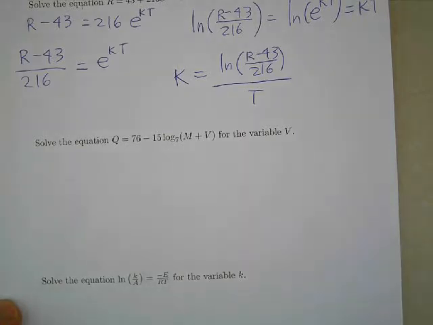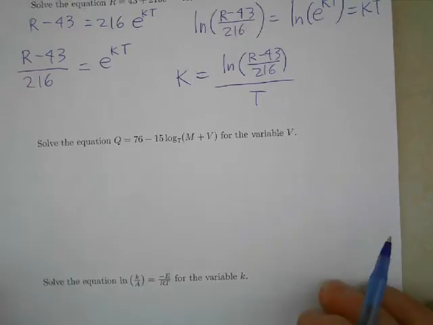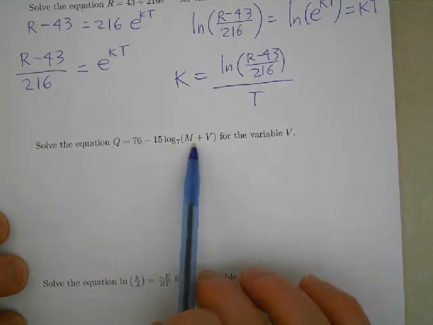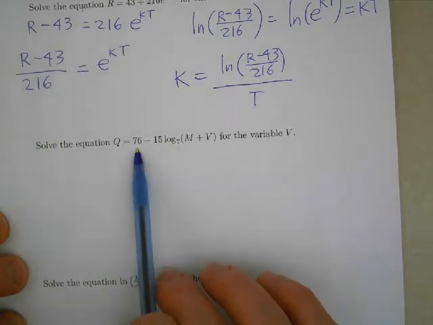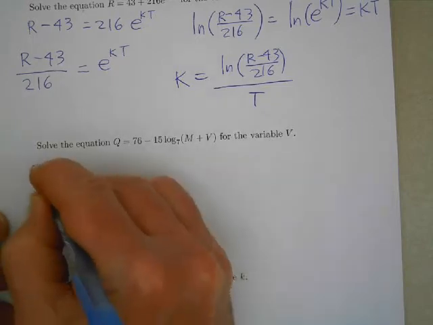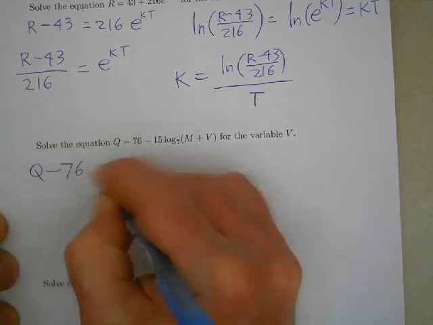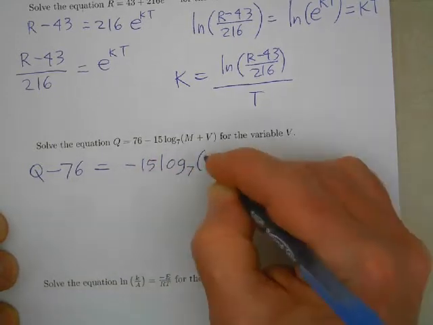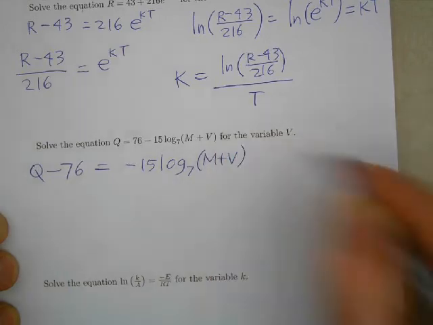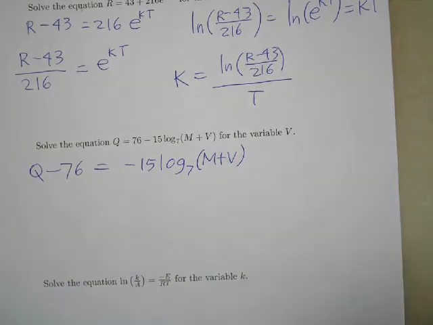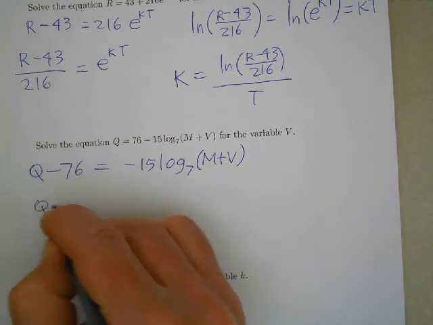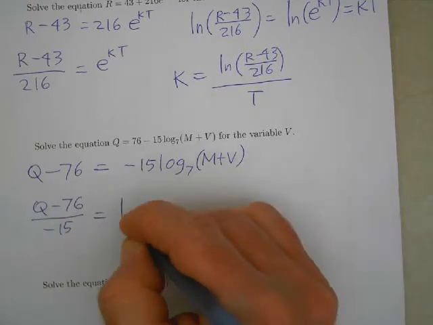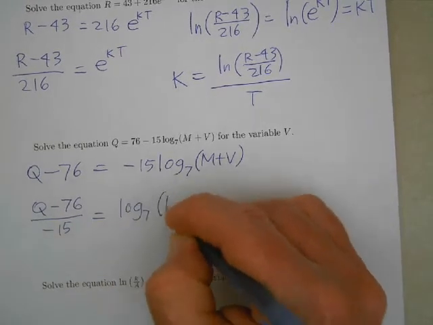Okay, in the next equation, solve q equals 76 minus 15 times log base 7 of m plus v. Solve for the variable v. Okay, so this time we want to isolate log base 7 of m plus v. So we can subtract 76 from both sides, so we get q minus 76 equals negative 15 times the base 7 logarithm of m plus v. Then we can divide both sides by negative 15, and we get q minus 76 divided by negative 15 equals log base 7 of m plus v.